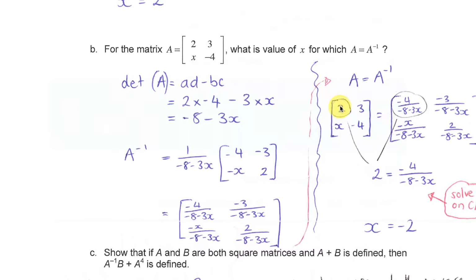So I'm just going to equate row 1, column 1 of each matrix. So 2 will equal -4 over -8 minus 3x. And of course, I just use solve on my CAS to establish that x is equal to -2. So a few little steps in that one, but it all relies on working out the determinant, its inverse, then equating matrix A to its inverse, and then equating corresponding elements, solving for x.